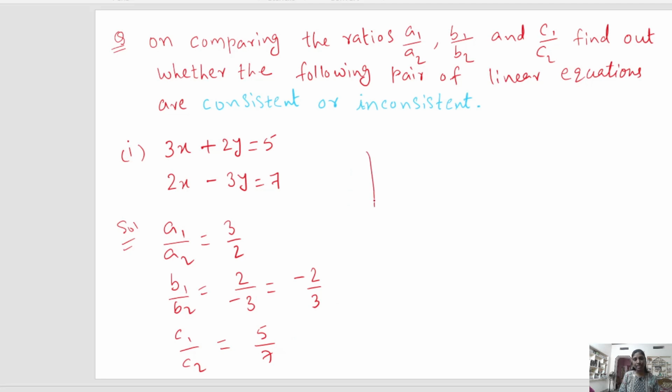Now we can see here a1 by a2 is 3 by 2, b1 by b2 is minus 2 by 3, which are not equal. It means a1 by a2 is not equal to b1 by b2. When we find a1 by a2 is not equal to b1 by b2, then we can conclude that the given pair of linear equations has a unique solution.